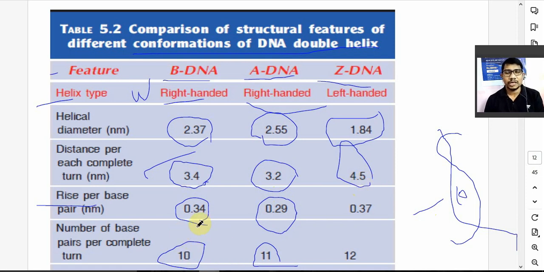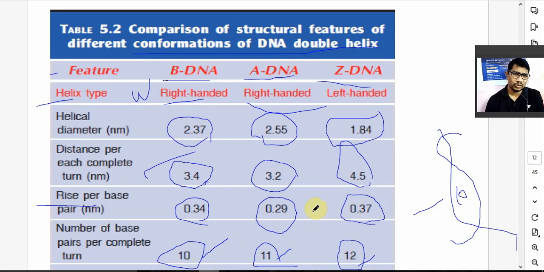Now the distance between each base pair. In case of BDNA it is 0.34 nanometer, meaning 3.4 angstrom. It is 0.29 in case of ADNA, meaning 2.9 angstrom, and the distance between each base pair in ZDNA is 0.37 nanometer or 3.7 angstrom. Now the number of base pairs in each group: in BDNA there are 10 base pairs, in ADNA 11 base pairs, and ZDNA has 12 base pairs. So that is a comparison between three structures of DNA.